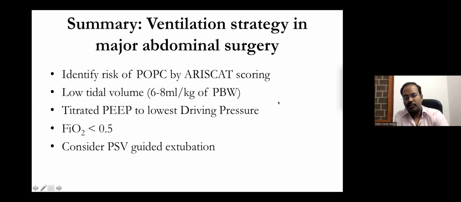FiO2 should be used ideally less than 0.5, and we should consider pressure support ventilation guided extubation. However, if you assess the strength of the recommendation, these two, the low tidal volume and PEEP titrated to the lowest driving pressure, should be very strong recommendations. The other two do not have strong recommendations, but these are suggestions that we should ideally try to follow. Thank you.